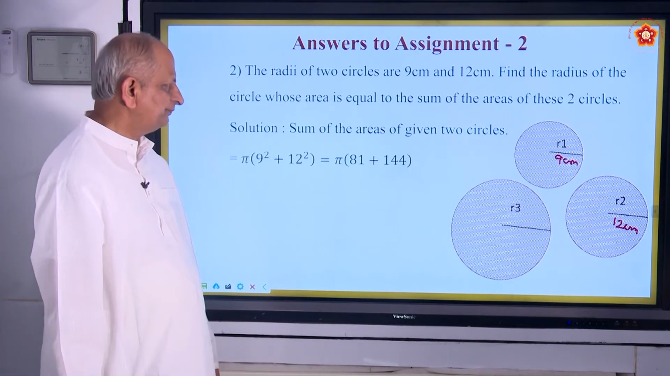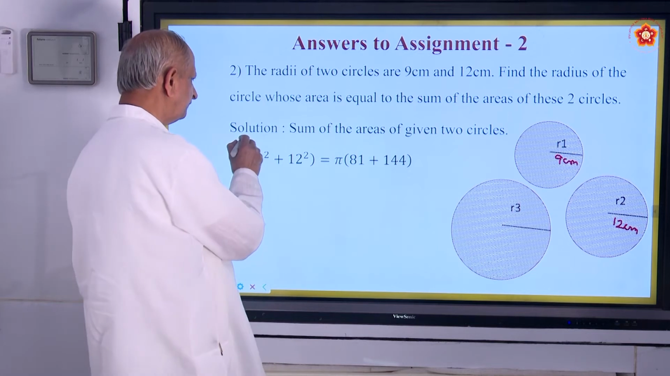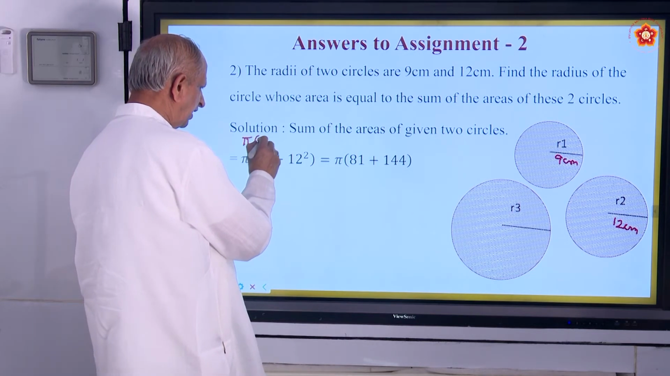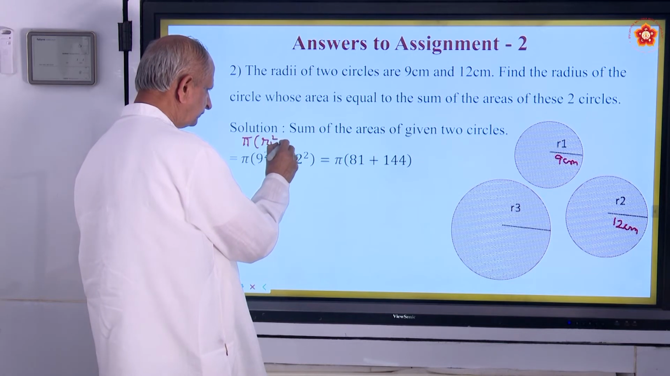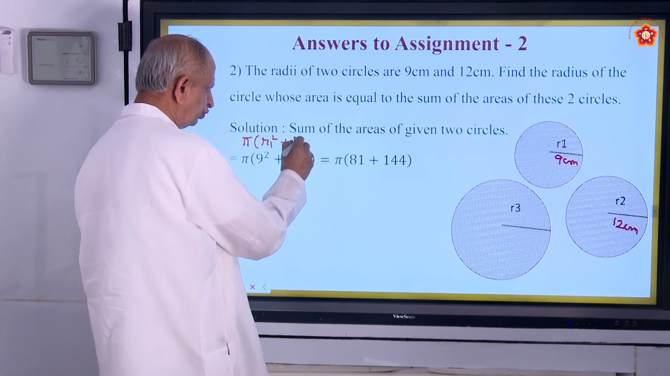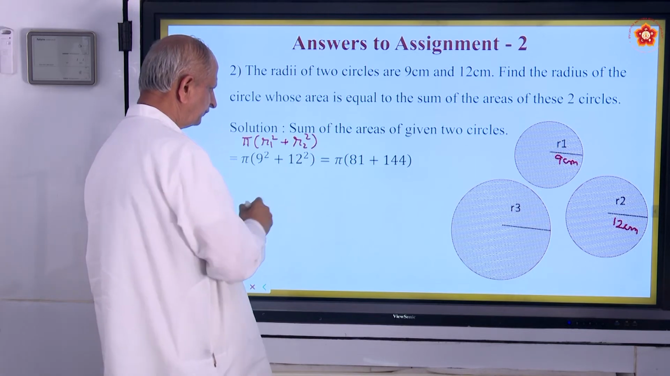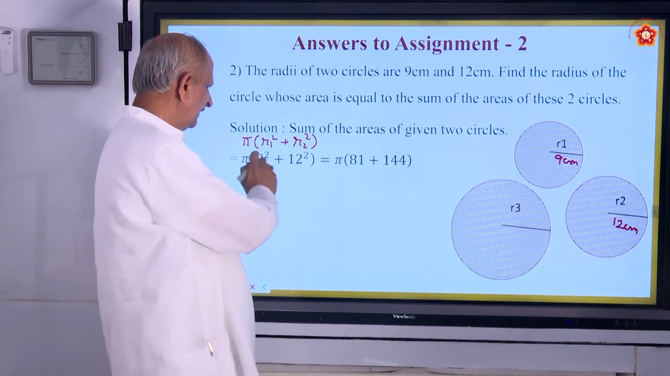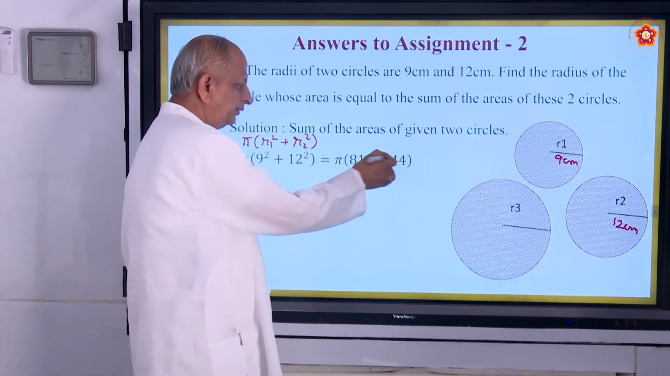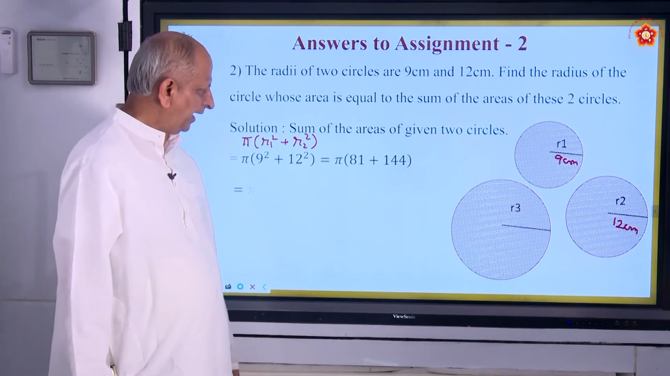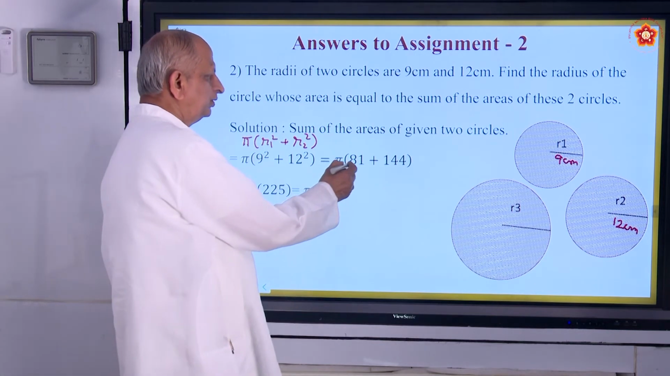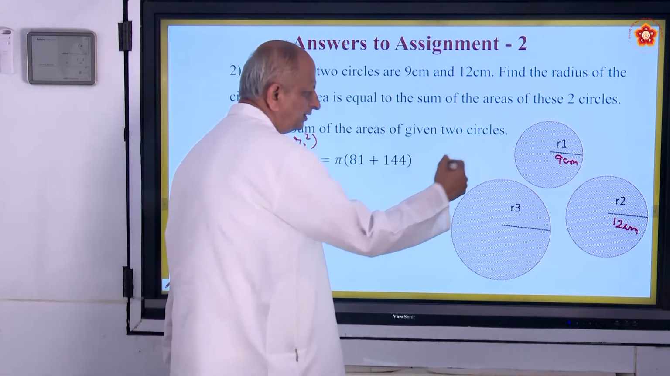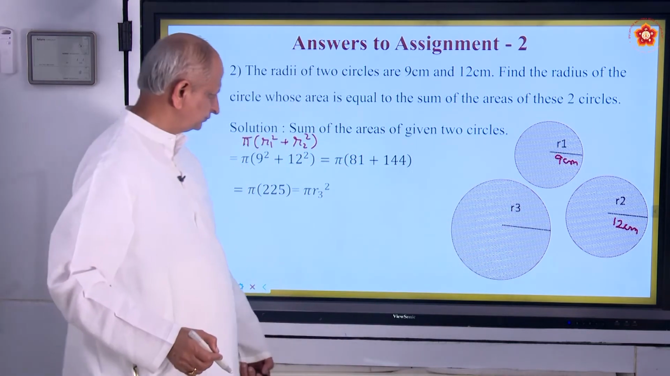What is the formula? Formula is pi r square. If you take the first circle as R1 square, second circle as R2 square, so pi into R1 square plus R2 square. 9 square is 81, 12 square is 144. If you add it, you get 225 and that is the area of the bigger circle.